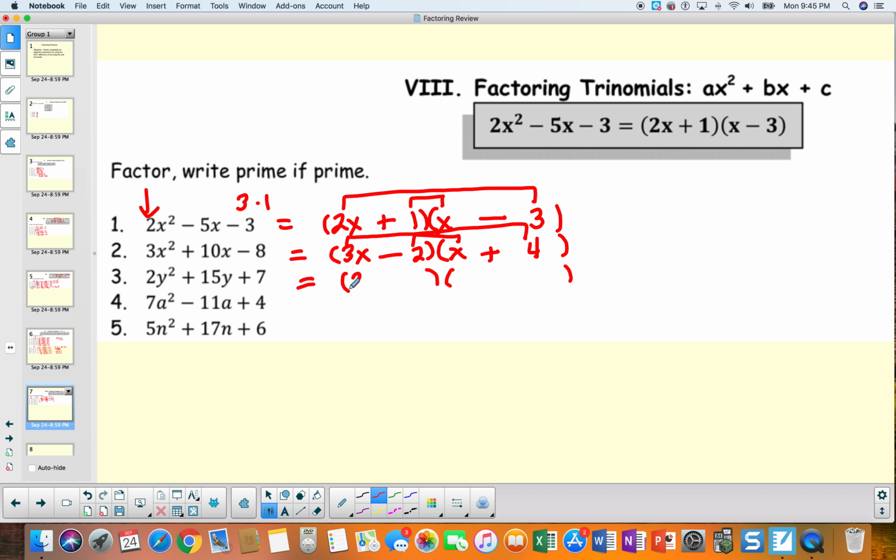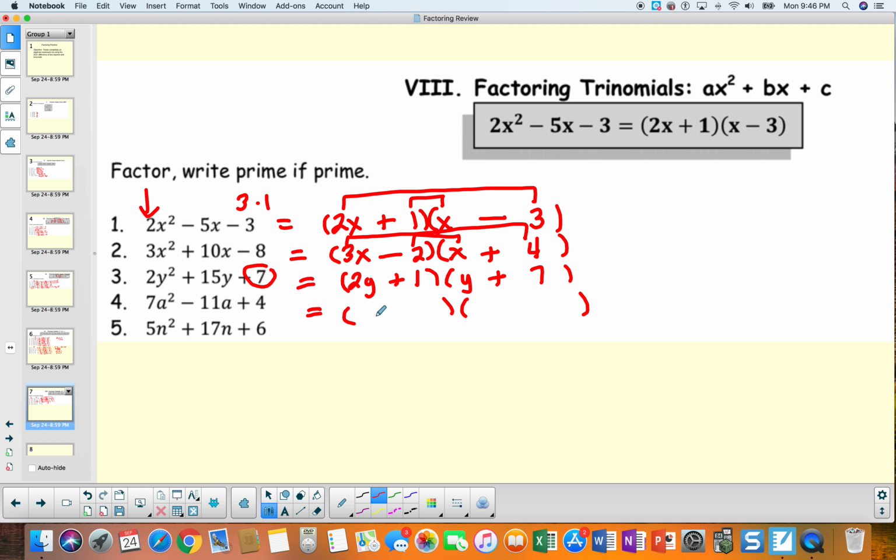I'm going to put 2y and y, and there's only one thing I can do to split up 7, and that's 7 times 1. Since this is a plus, I'm going to look for a sum that makes 15. So I'm going to put a 7 here and a 1 here, and that's because I want to create this 14y and 1y, and that sum will be 15, and everybody's positive here.